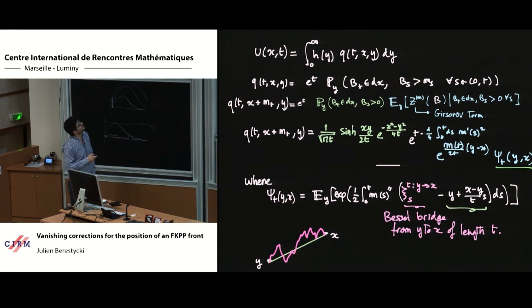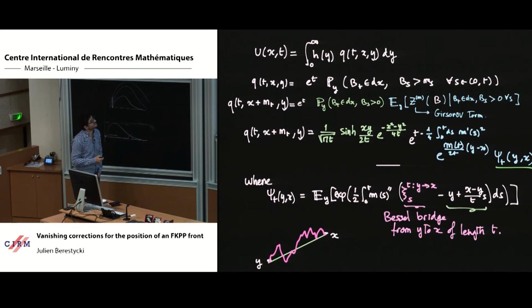Okay, so now instead of looking at U of X MT, remember that I want to look at U of X plus MT. So let me look at Q of T, X plus MT and Y. Then I will just have this expression here, and I will just have BT minus MT in dx. But instead of that, I can do a Girsanov transformation, so I force my Brownian motion to have a drift M. So what I want is that BT minus MT is a Brownian motion.